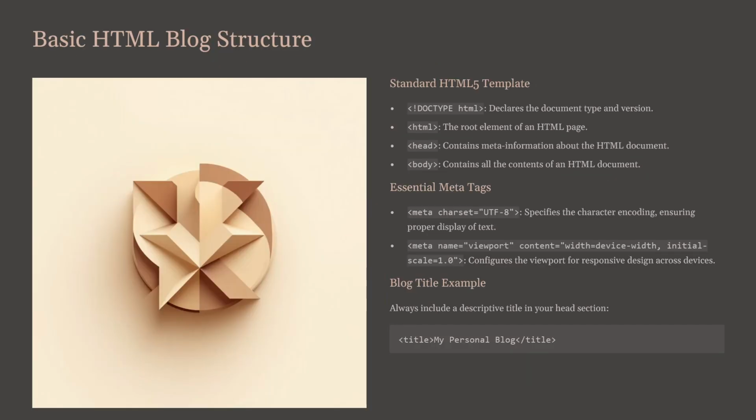So here, basic HTML blog structure. Standard HTML5 template. DOCTYPE html declares the document type version. HTML, the root element of the HTML page. Head contains meta information about the HTML document. Body contains all the content of an HTML document.